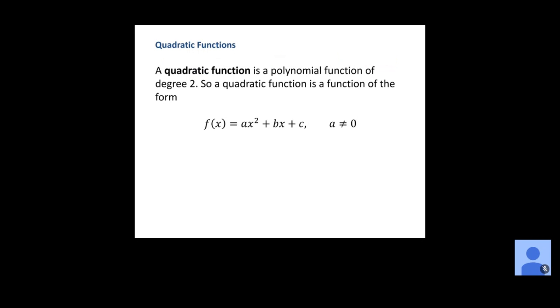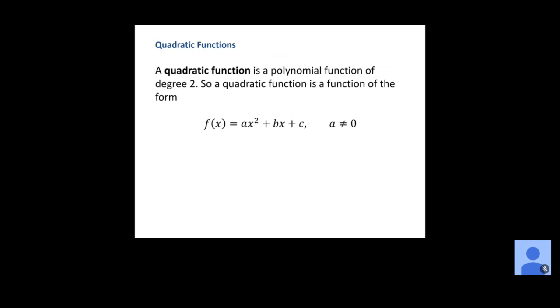All right, so first off, a quadratic function is any polynomial function of degree 2. That means that the highest exponent on your variable x is going to have to be a 2. So notice here we have ax squared plus bx plus c. X squared, that is your highest exponent on your variable. Therefore, this is a quadratic function.